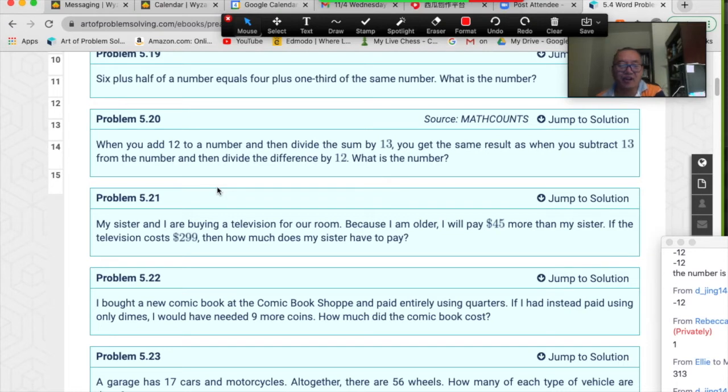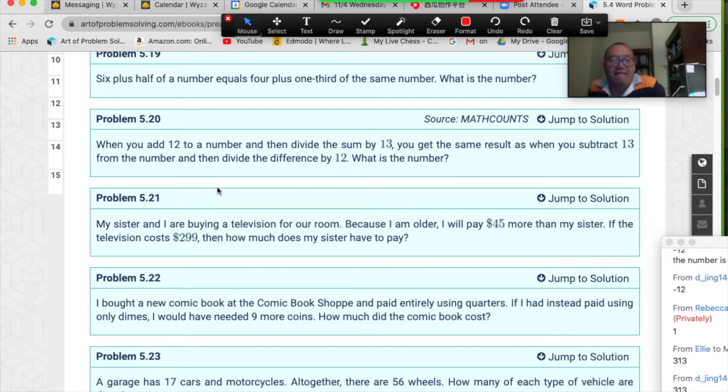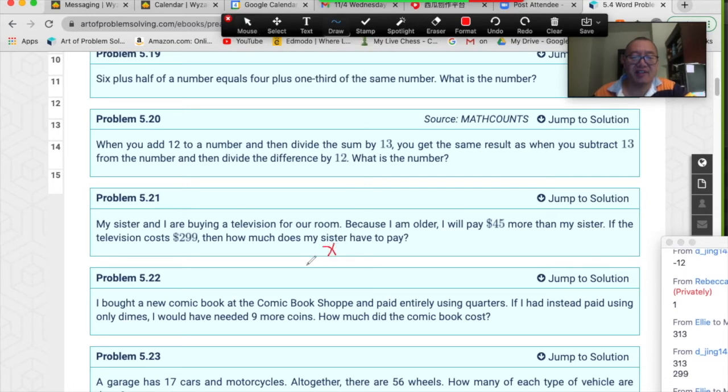So then they ask you, how much does my sister have to pay? If you don't know that number, you can set that number as x. Then you try to set up an equation. They ask how much my sister paid. We don't know this one. Now let's suppose that's x dollars. Then how much do I pay? Because I'm older, I will pay $45 more than my sister. So that means I pay x plus 45.